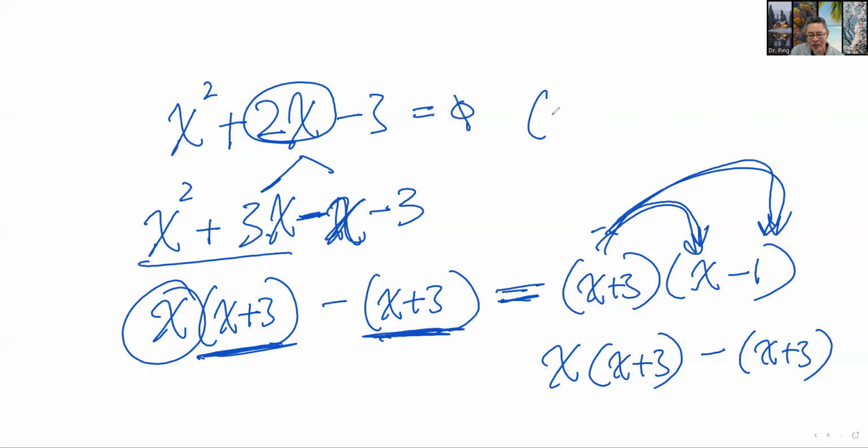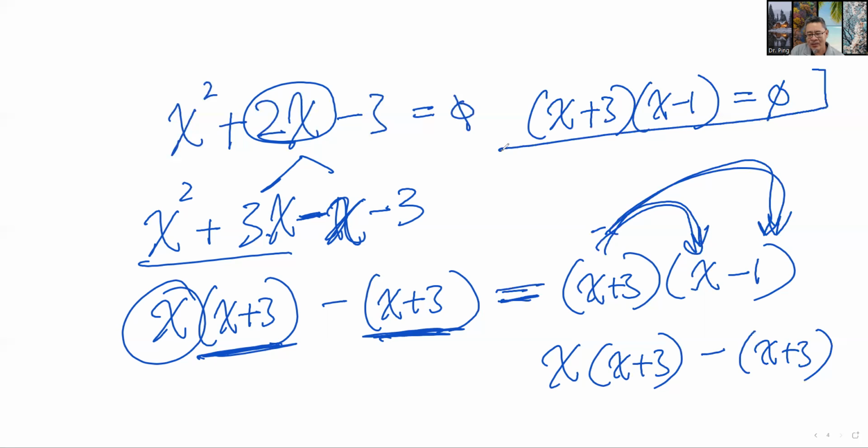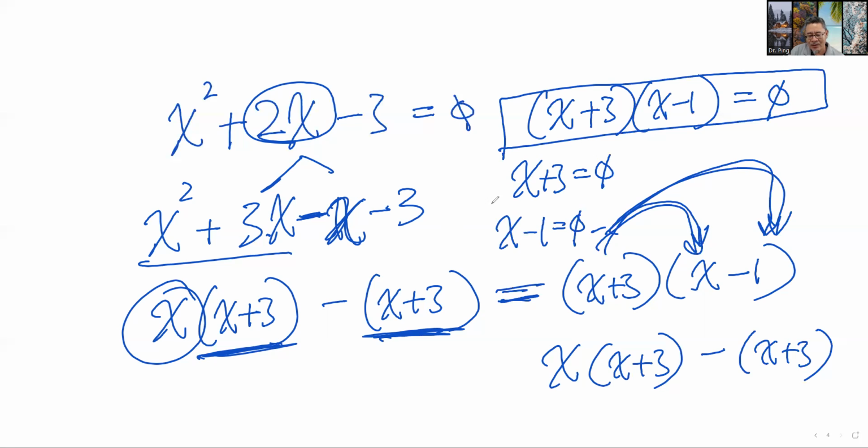But the thing we are trying to get to is, once we change it to this, we just solve two linear equations, because based on the zero product property, either x plus 3 is 0 or x minus 1 is 0. And both are linear equations that we can easily solve. Good?